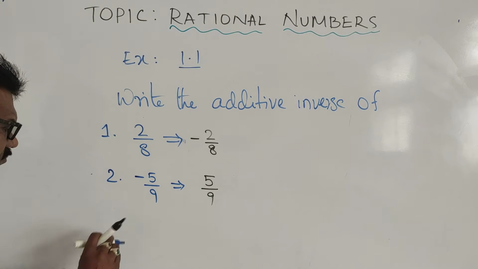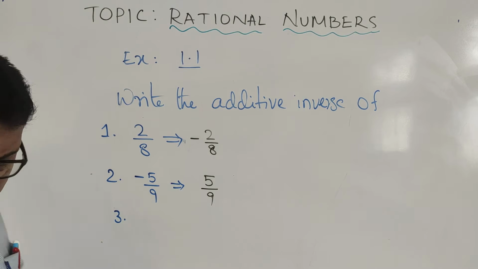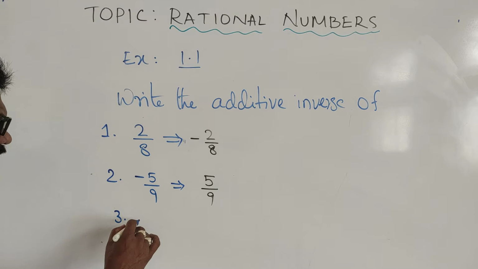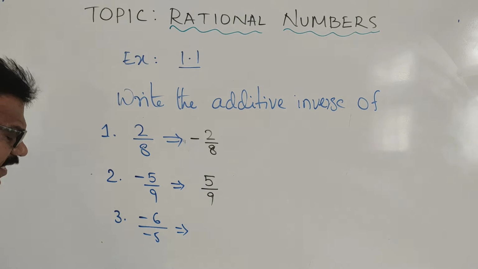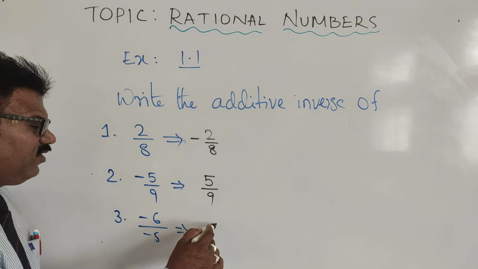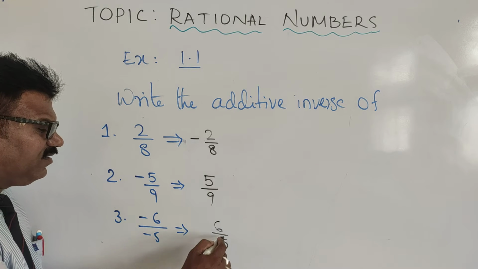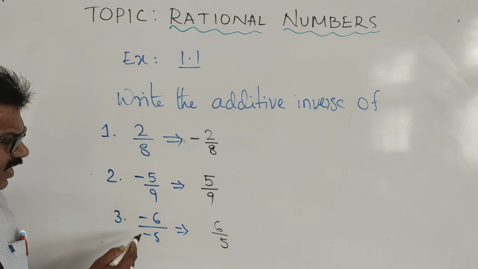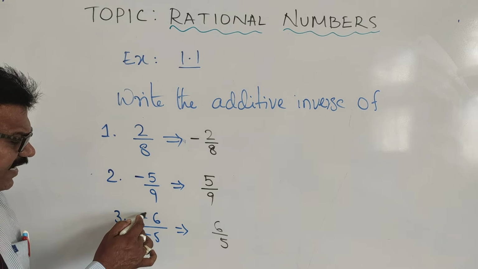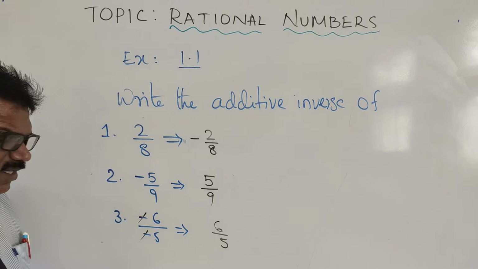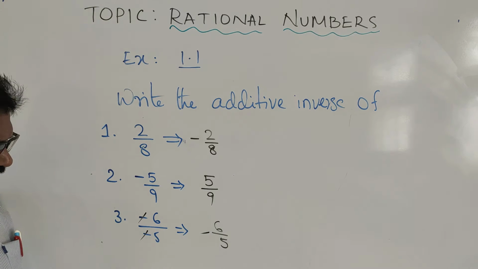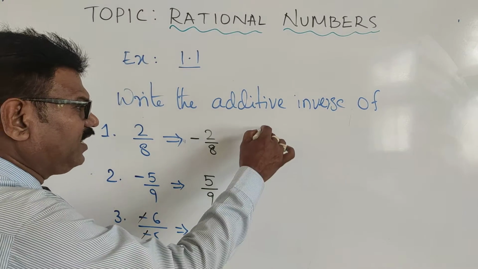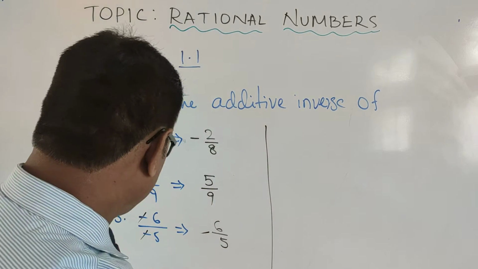Third one: minus 6 by minus 5. Very important. Many students will write, minus is there, therefore 6 by 5 is the additive inverse. Wrong. Because if minus and minus are there, we can cancel them. The question is only 6 by 5. Therefore, what should be done? Yes, minus 6 by 5 should come. Next, fourth problem.